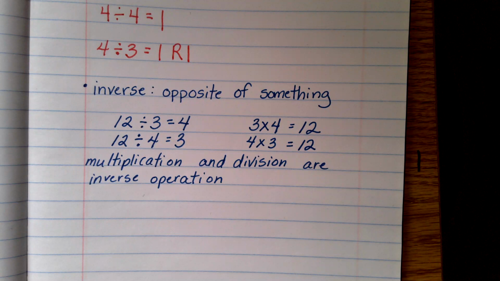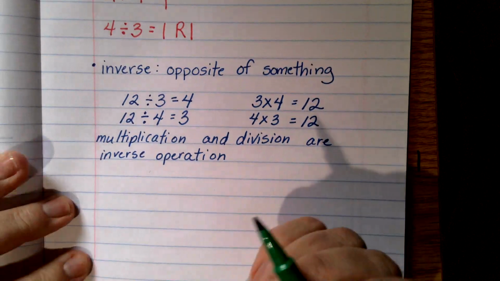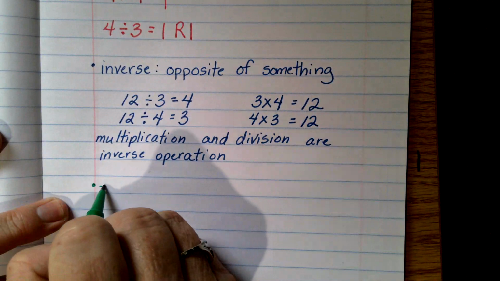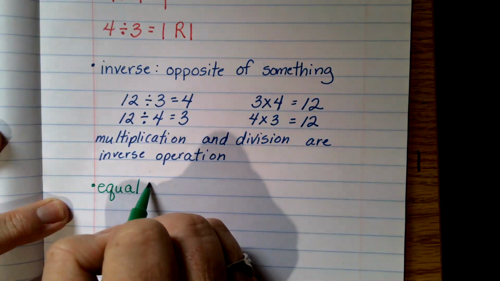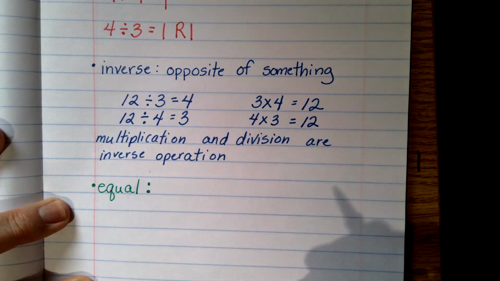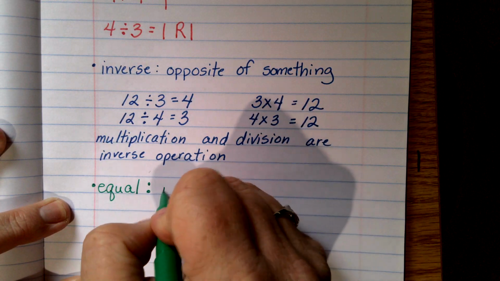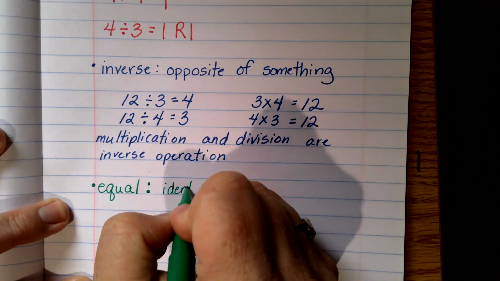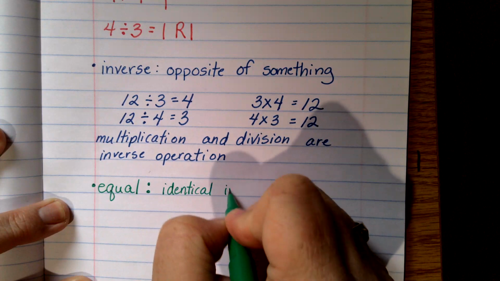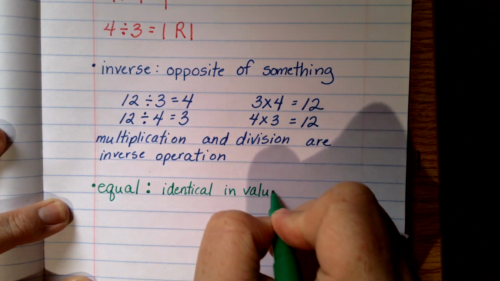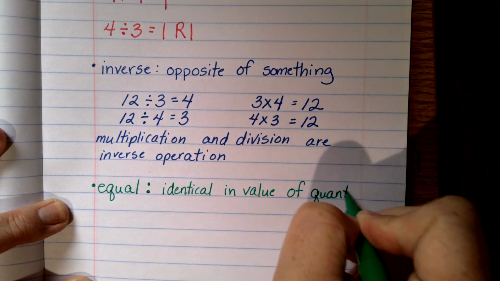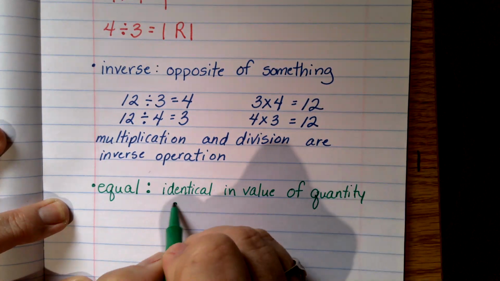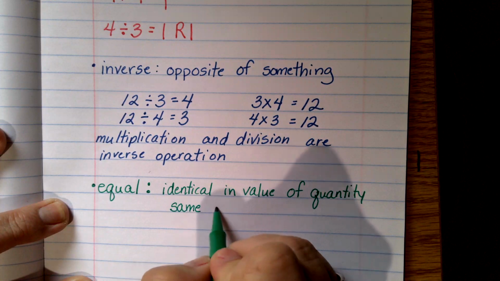All right. The next thing that we need to know is what equal means. Equal and fair do not always mean the same thing. But equal means literally identical in value or quantity. That means the same amount. Same amount for everybody.